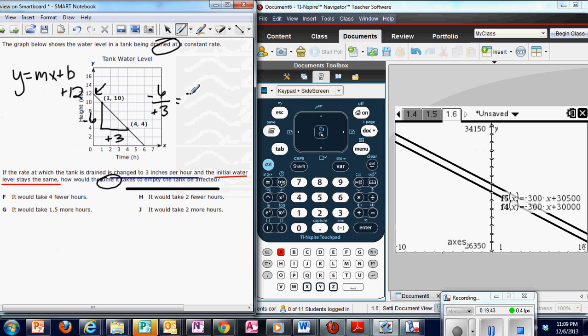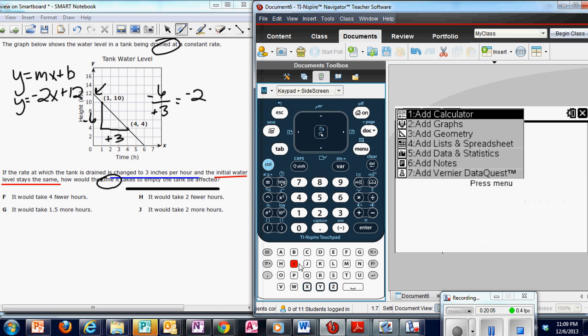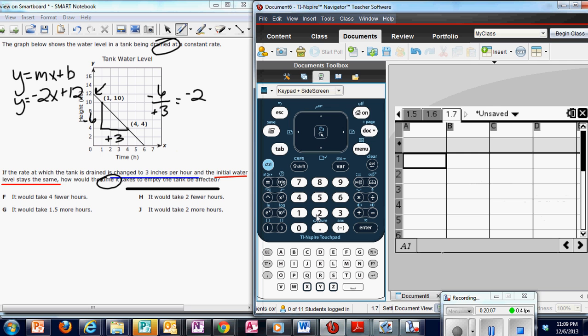So there's your equation. So we could have done this without the calculator, but again, we're going to make it simple. We're going to use the calculator to show that this is what really is the slope and the y-intercept. So I'm going to insert a list and spreadsheet, Control I, 4, and stack those 2 points. You got the x values and then the y values.